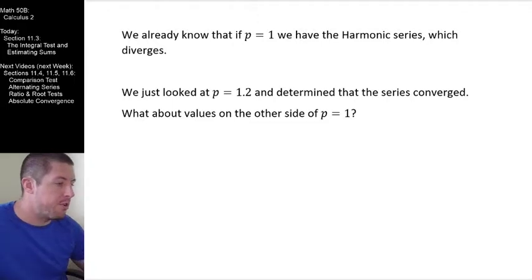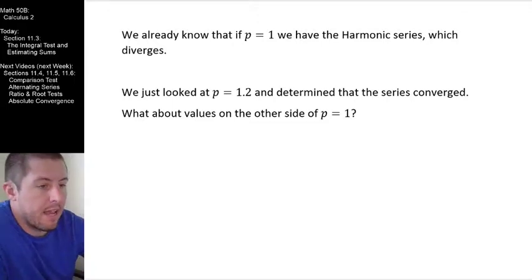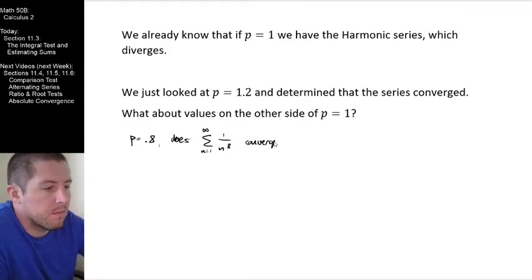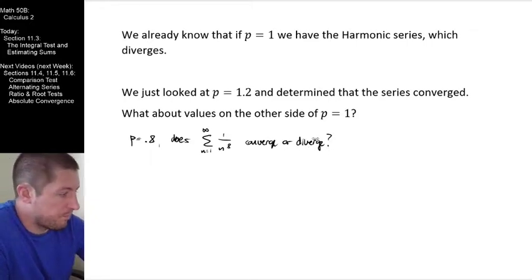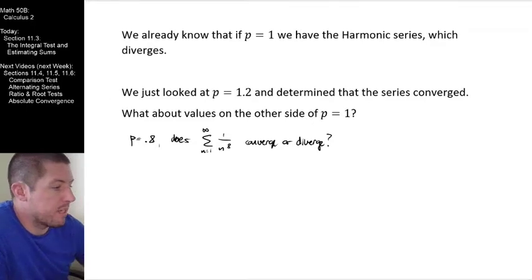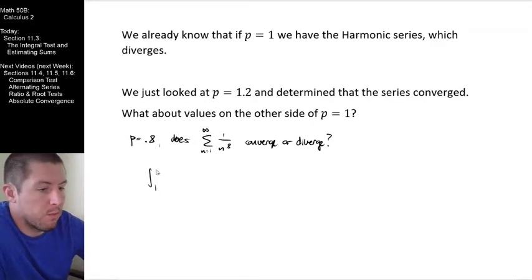So let's go ahead and do an example right here and say p is equal to 0.8. Does the series from n equals 1 to infinity of 1 over n to the 0.8 converge or diverge? Well, we can check this with the integral test. Let's do the integral from 1 to infinity of 1 over x to the 0.8 dx, which is really the integral from 1 to infinity of x to the negative 0.8 dx.